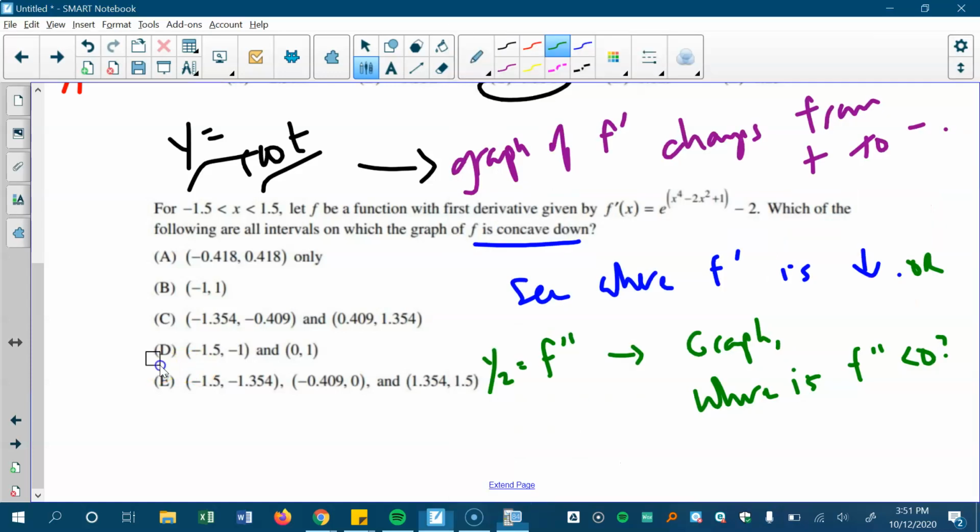Answer is D. Answer is D because that's where the graph of the second derivative is negative.